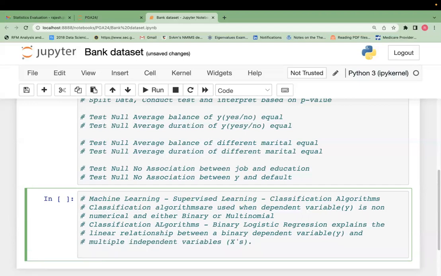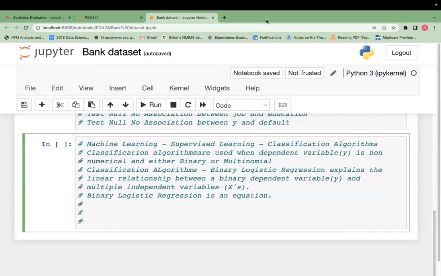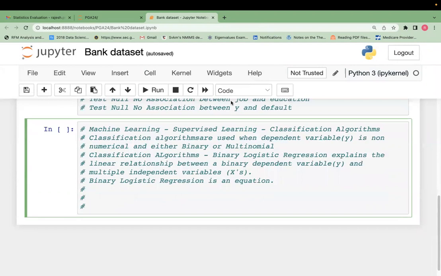Binary logistic regression explains the relationship between a binary dependent variable y and multiple independent variables x's. Binary logistic regression is an equation. Like how we get an equation in multiple linear regression, binary logistic regression is also an equation.